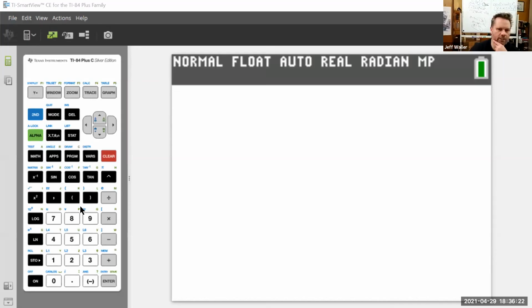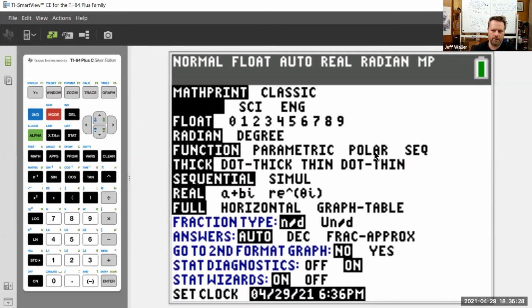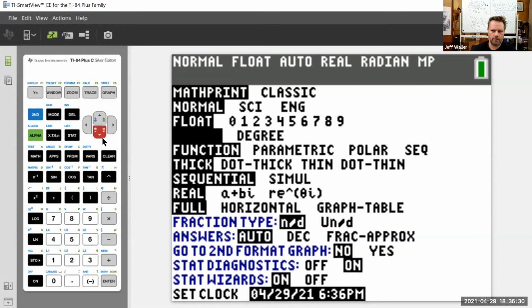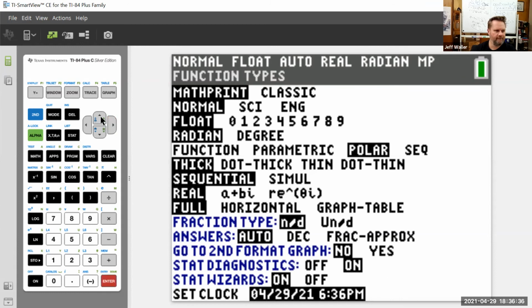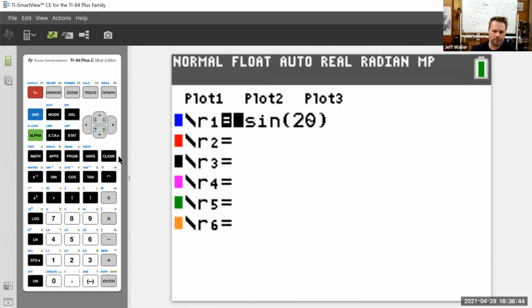How do I change my calculator into a polar coordinate calculator? I go to mode and I pick polar. Parametric is something in our future. Now if I go to Y equals, I get r equals. Look, I already have something in there. Isn't that neat? Watch this.